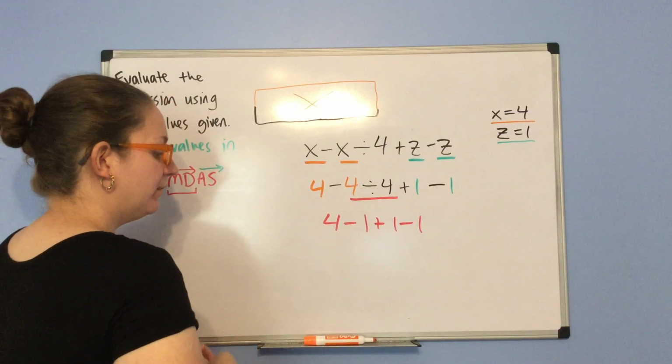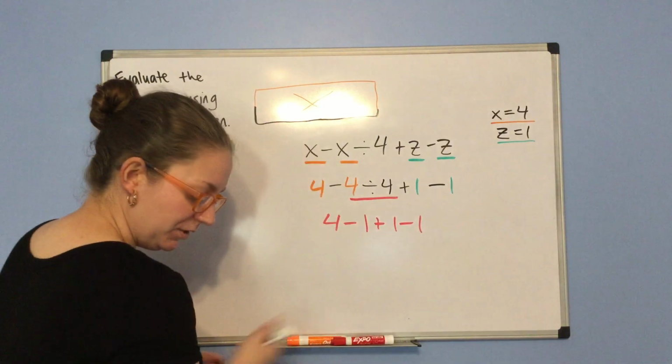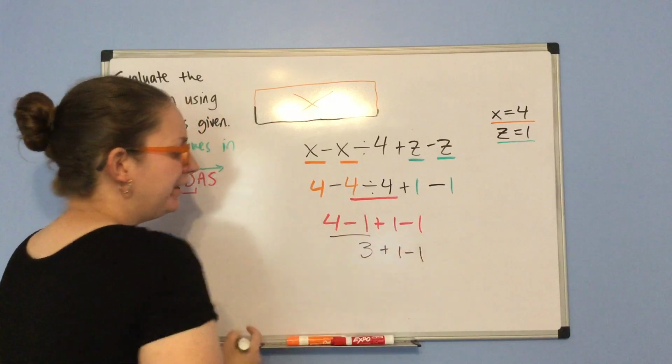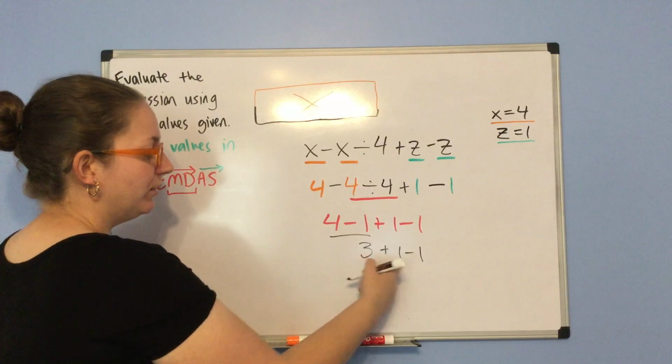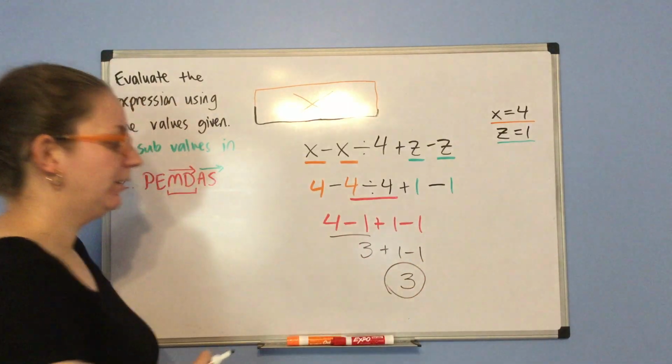And now we just have lots of addition and subtraction. So 4 minus 1 is 3. And you could combine some steps here if you wanted to. I'm going to show you some combining here. 3 plus 1 is 4, minus 1 is 3 for our final answer.